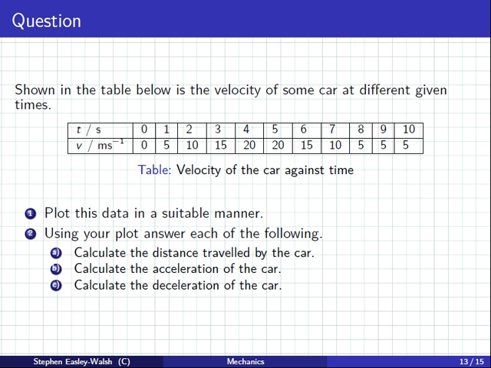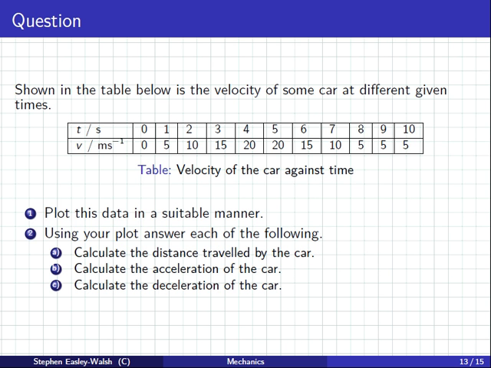We're fine. Right. So we won't do this one because it's a little bit straightforward. All I needed you to do was to plot these points. So you just go 0, 0, 1, 5, 2, 10, and so on. And how would you calculate the distance? The area of what you drew. And the acceleration? The slope up. And the deceleration? The slope down. Okay, it's a little bit too easy, I think.